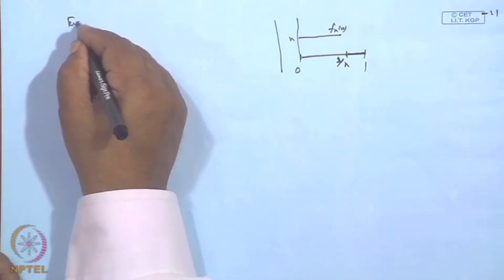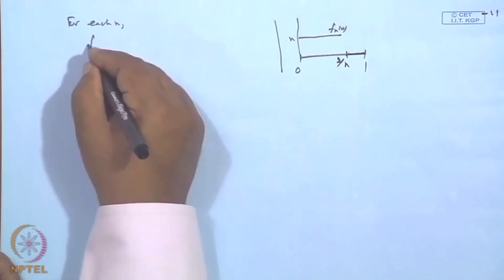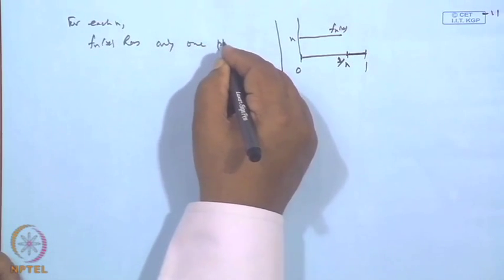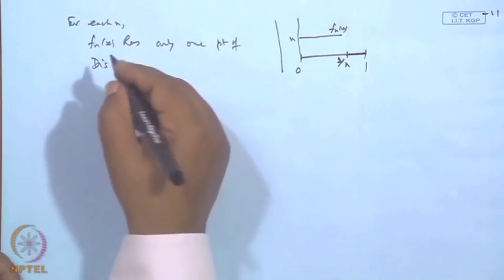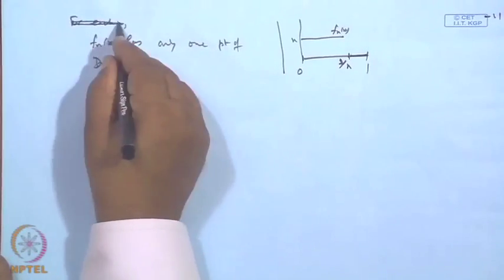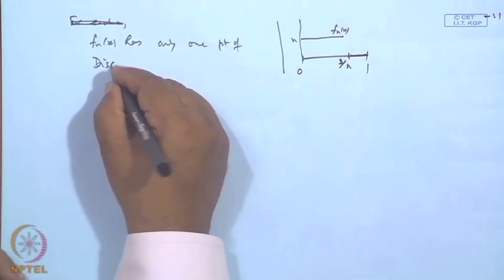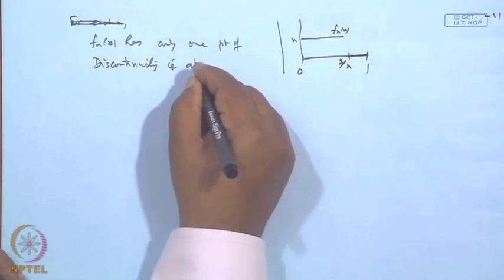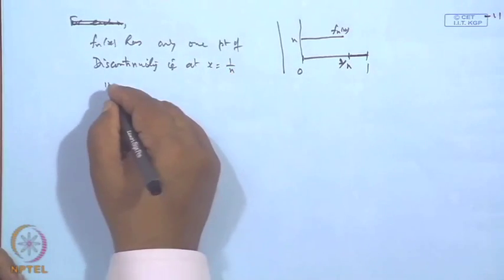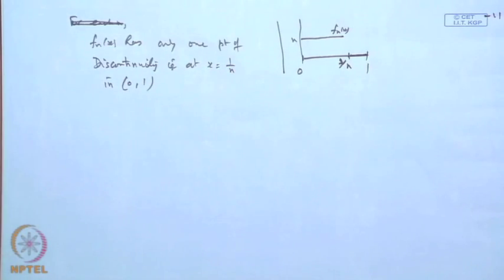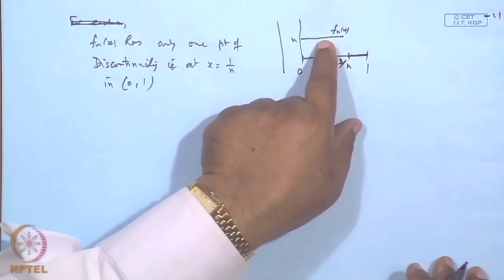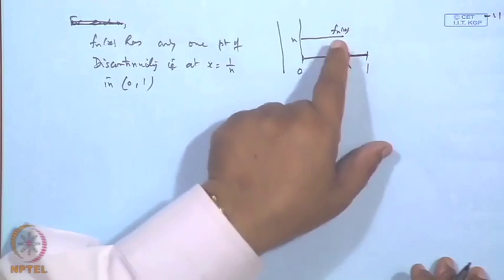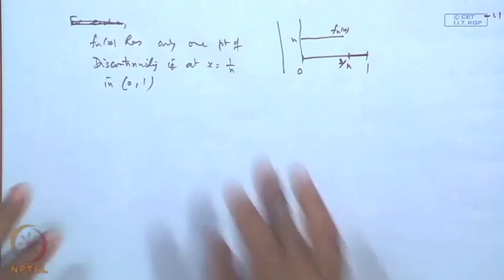So, for each n, f n x has only one point of discontinuity, that is at x equal to 1 by n in the interval 0 1. Because prior to this the value of the function is n, and the right-hand limit value is 0. So, basically both are not coinciding. So, it is a point of discontinuity.